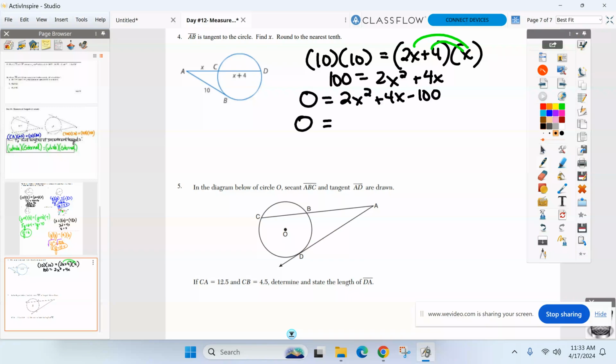Here we go. Divide the first term by 2, you get x squared. Second term, you get 2x. And third term divided by 2, you get negative 50. All right, now there's a 1. Now we can play the game. So I'll give you guys a minute or two. You're finding two numbers that do what? Yeah, multiply to negative 50 and add to 2. Have fun.